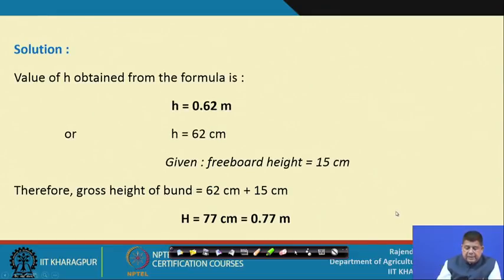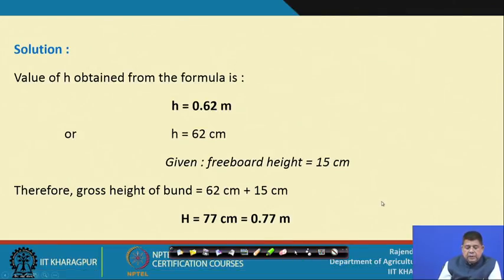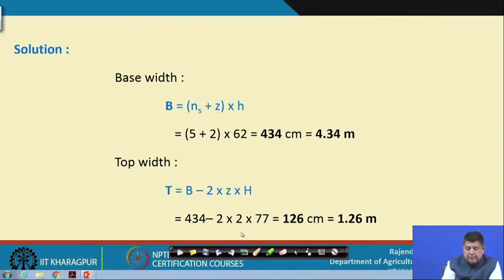And once h is known, then obviously we have to get the gross height of the bund. The freeboard value given is 15 centimeters. So, the gross height of the bund is the calculated height plus 15 centimeters, that is 77 centimeters, or 0.77 meters. And once h is known, the rest of the things are simple. We know that bed width depends on Ns plus Z times h. Ns is given as 5:1, that is the seepage line slope. Z is given as 2:1, that is Z equals 2. h we have already calculated as 0.62, so that comes out to be 4.34 meters.